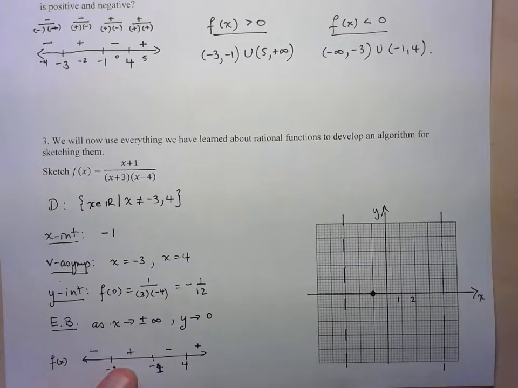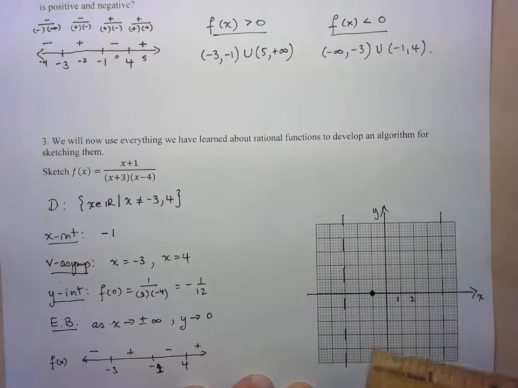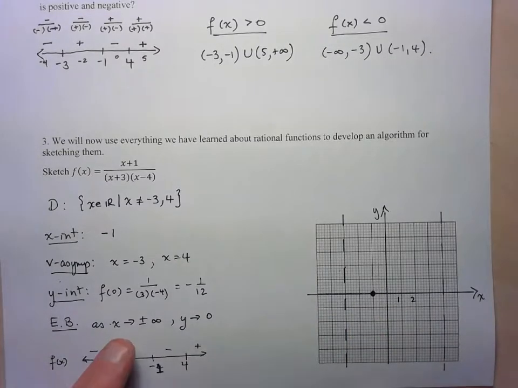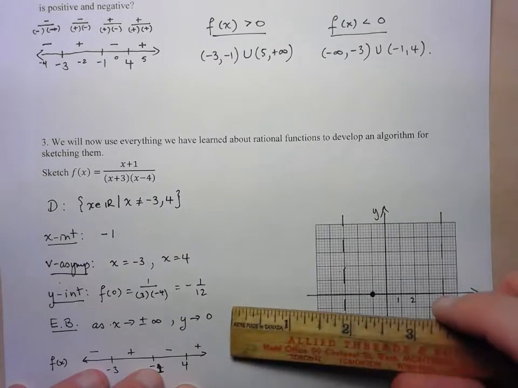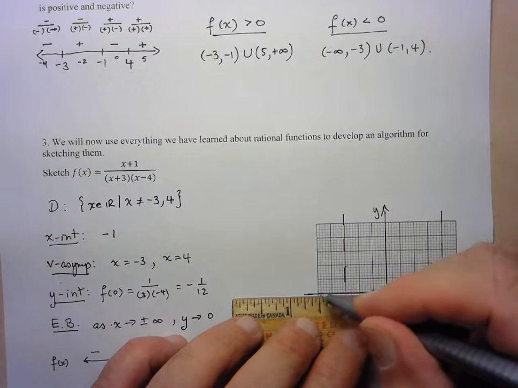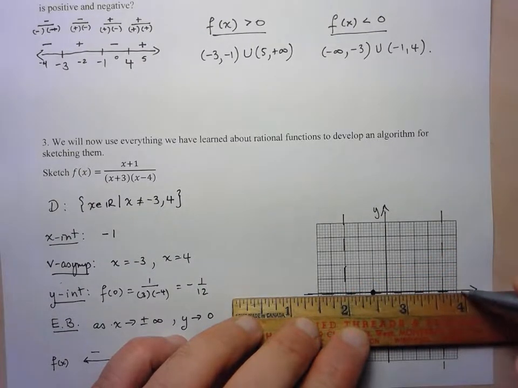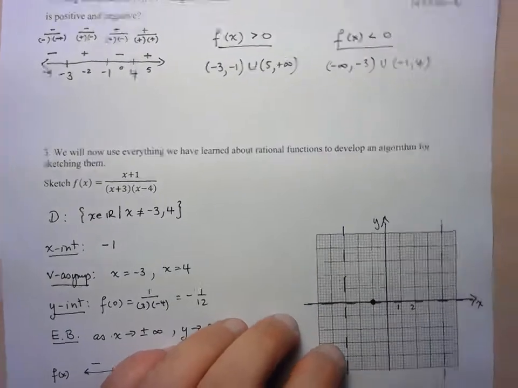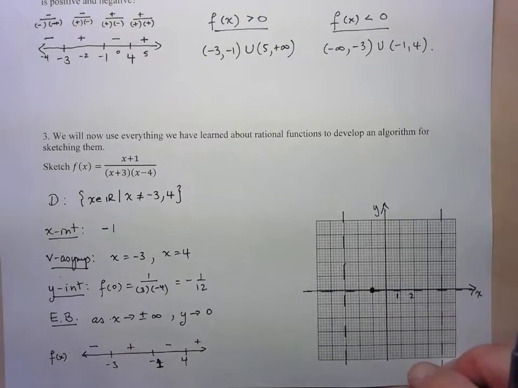And we know that we're going to have our x-axis as our end behavior, because as x goes to positive or negative infinity, y is approaching 0. So you could draw a dotted line. It's not going to look too good, but if you're using a different color pen, you could draw a dotted line to show that there is an asymptote. And now we're going to put everything together.